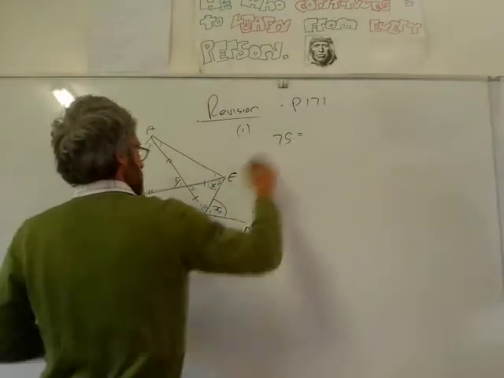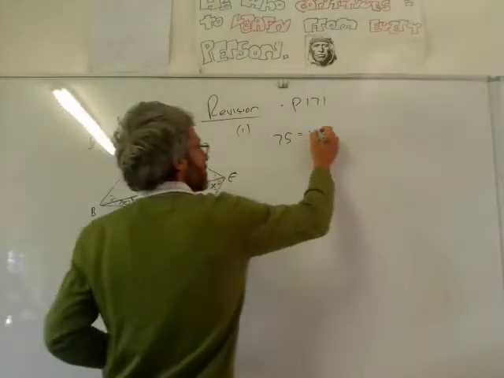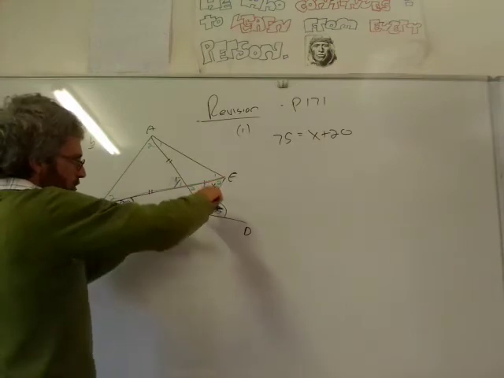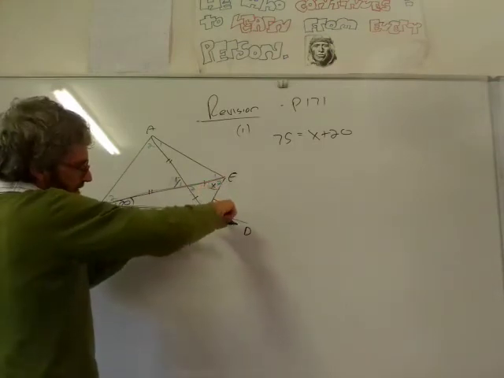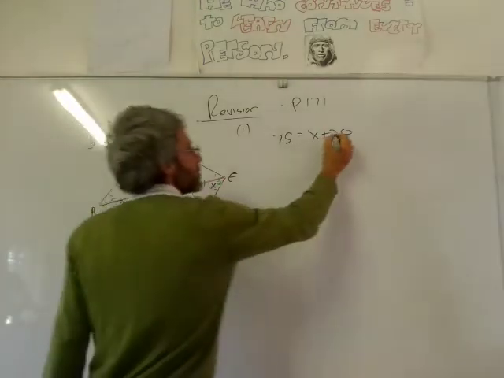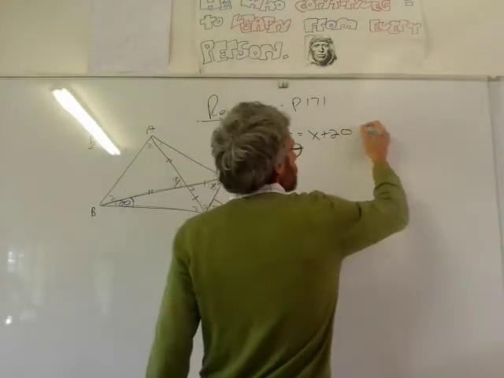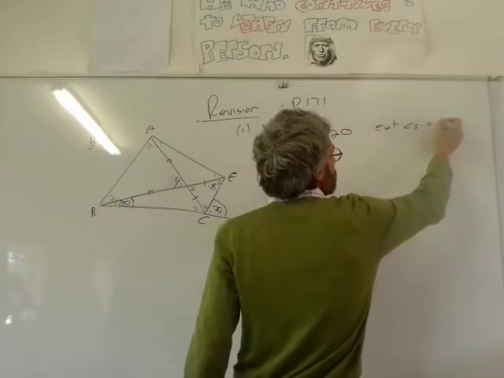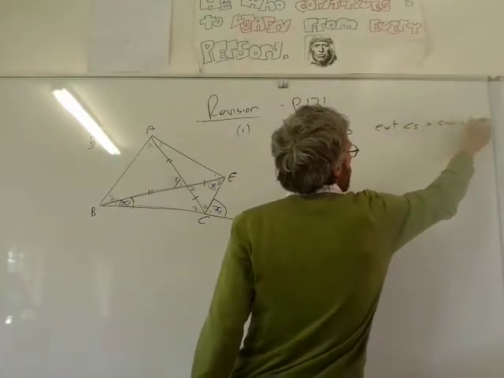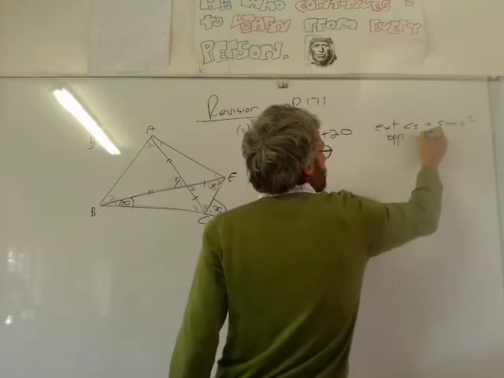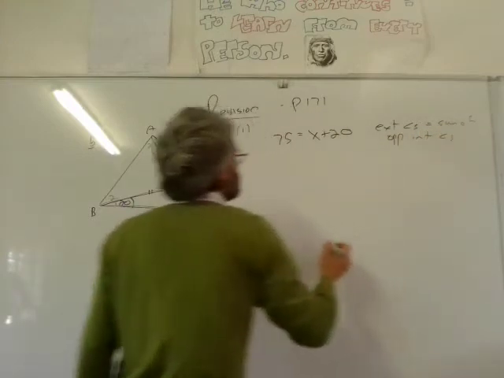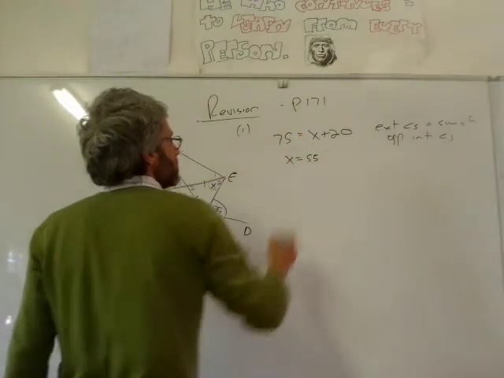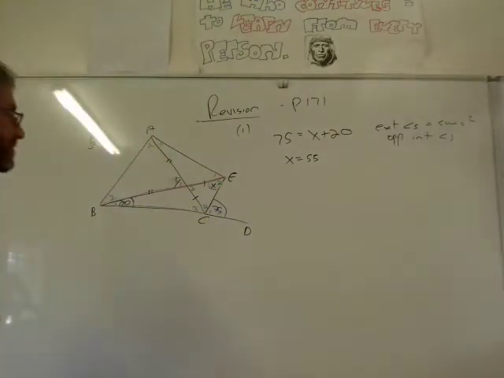So 75 will be equal to x plus 20. Because these are interior angles, and they're opposite to the angle which is just on the other side of the 75. So x plus 20 equals 75, and we're going to write down: external angle equals sum of opposite internal angles. So very quickly we can see that x equals 55. Boom. x is equal to 55.